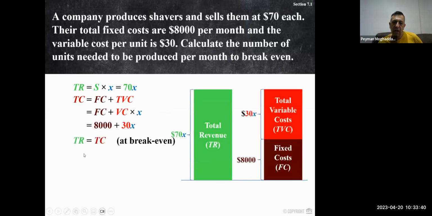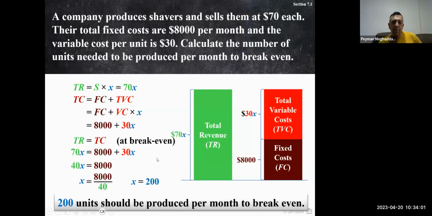So at break even, you're going to have total revenue equal to total cost. In this case, it's going to be 70X equal to 8,000 plus 30X. And now we isolate for X. X is going to be 8,000 divided by 40, which you already did in your head, okay? But you can do it in the equation as well. So X is going to be 200 units, okay?